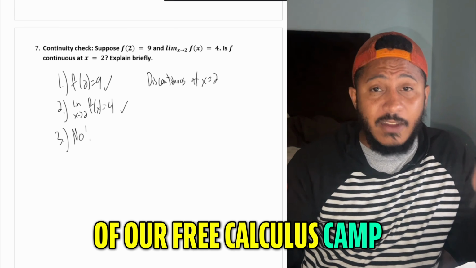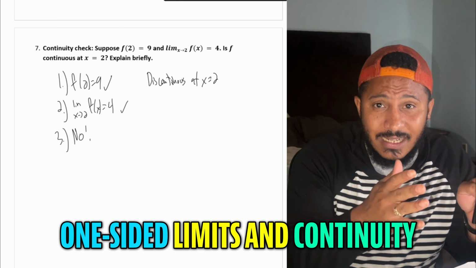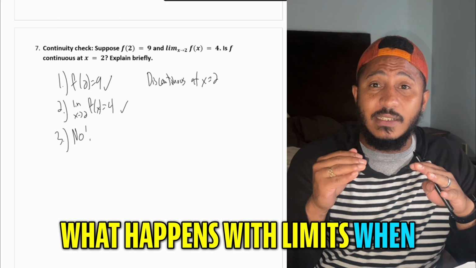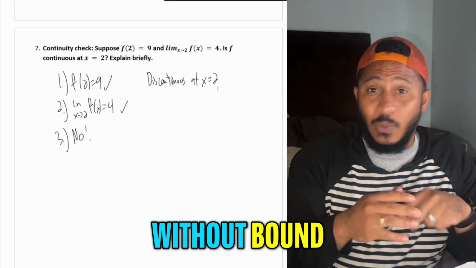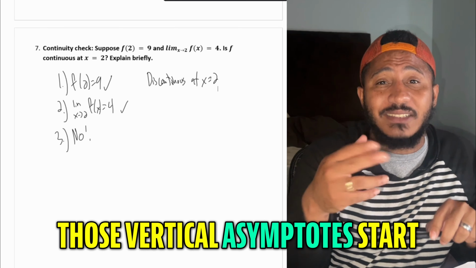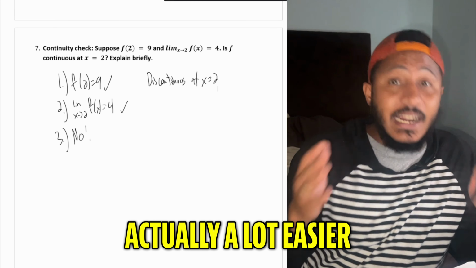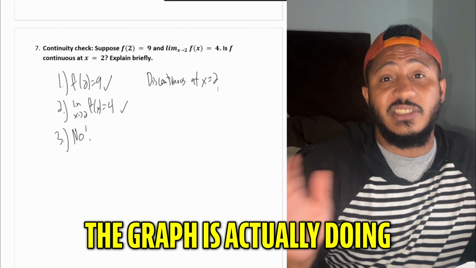All right, so that's lesson 3 of our free calculus camp. Today we talked about one-sided limits and continuity. In our next lesson 4, we'll talk about what happens with limits when the graph starts heading up or heading down without bound. That's when we see those vertical asymptotes start showing up. As always, keep practicing. Calculus gets a little easier, actually a lot easier, when we understand what the graph is actually doing.